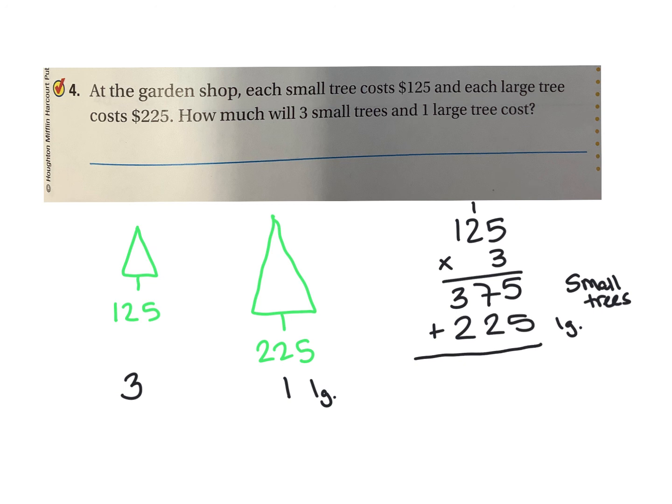all together with the 3 small trees, and now I'm doing 5 plus 5, which is 10. There's my carryover. 7 plus 2 is 9 plus 1 more is 10, carryover. 3 plus 2 is 5 plus 1 is 6. All 4 of those trees together, the 3 small trees and the 1 large tree, is going to be $600. So my answer is $600 for all of them put together.